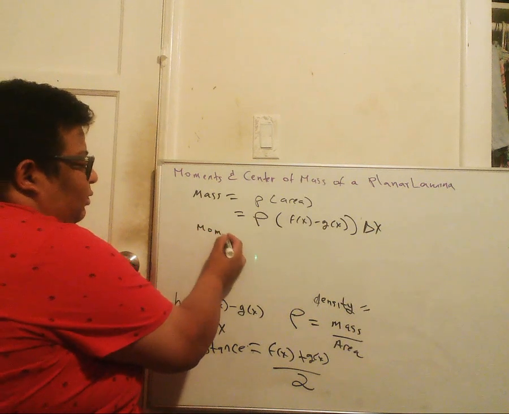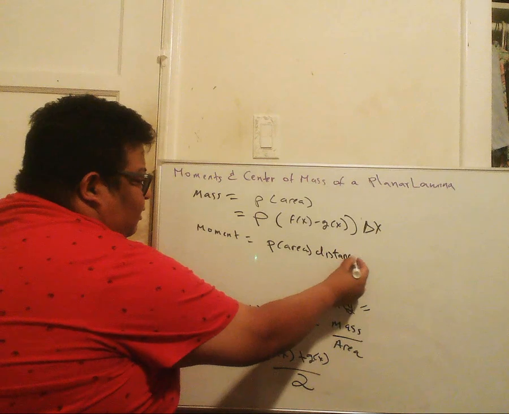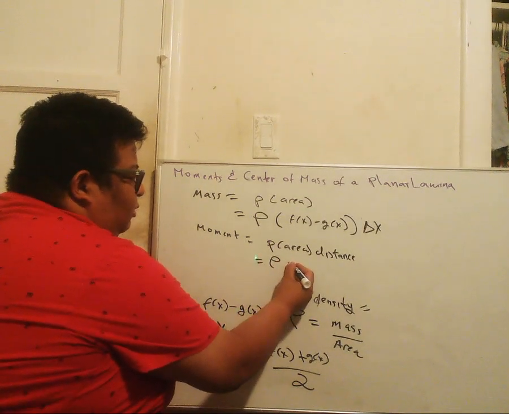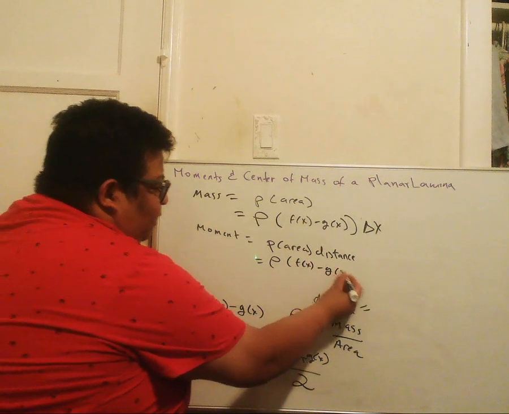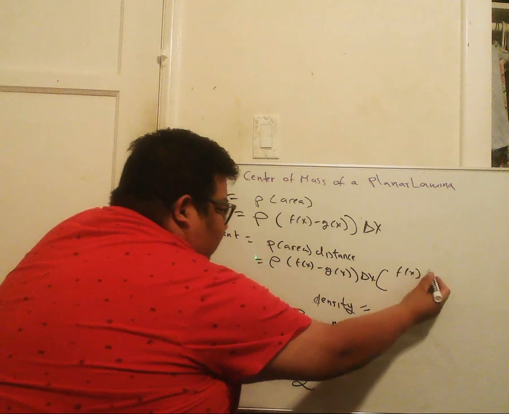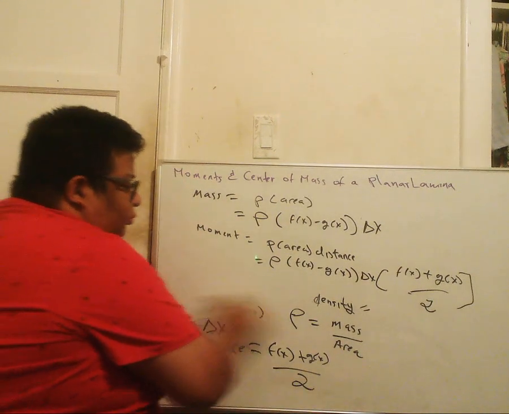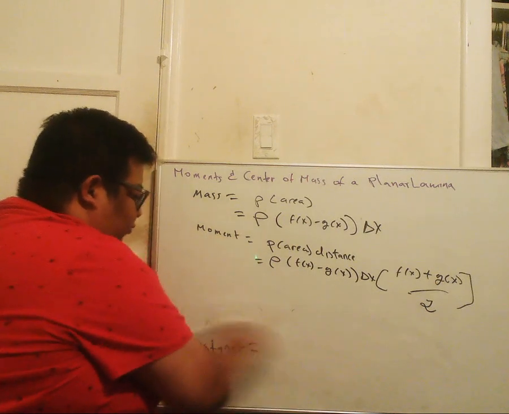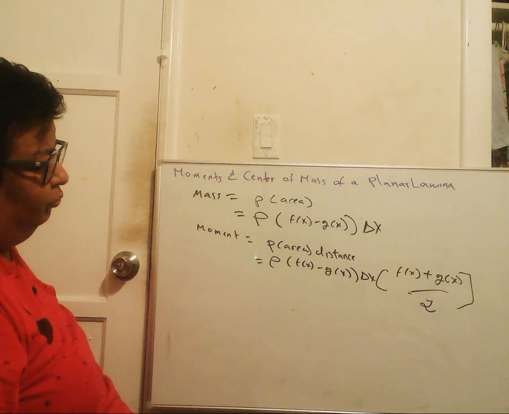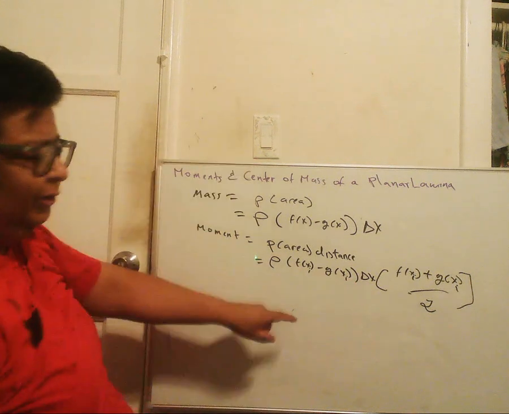That means that the moment is going to be equal to rho times the area times the distance of the center of the rectangle from the x-axis. So that's equal to rho times f of x minus g of x delta x times f of x plus g of x all over 2. But remember, this is little x_i for the ith rectangle.